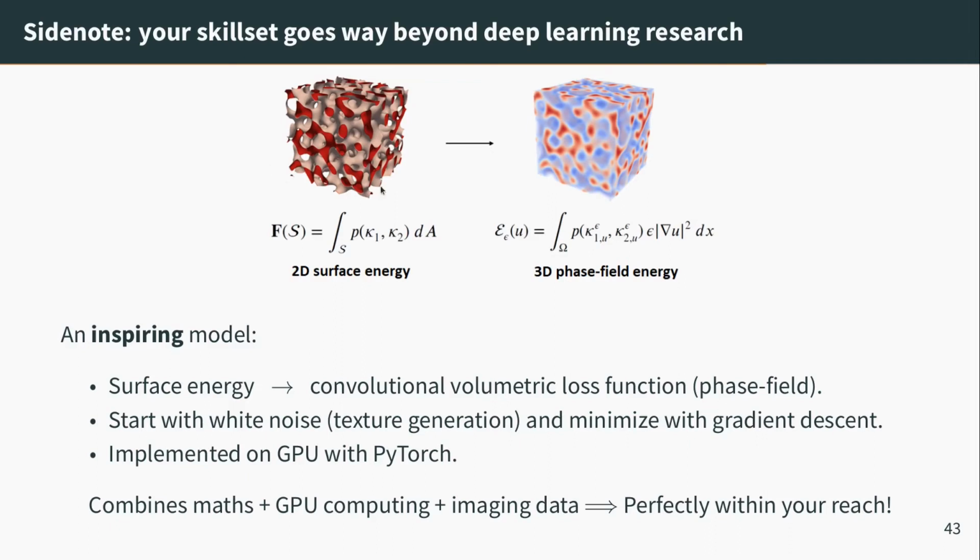Actually, the people who wrote this paper, they did some math and they were able to reformulate an energy on surface into an energy on volumes, where the volume is like the indicator function of "I am inside the vessels." It's called a phase field expansion, and it's fairly common in physics to do this kind of math. So basically, you're able to express your surface energy as a volumetric loss function.